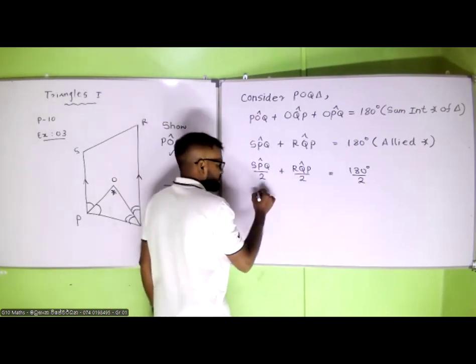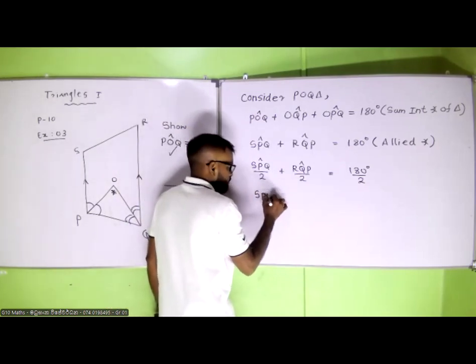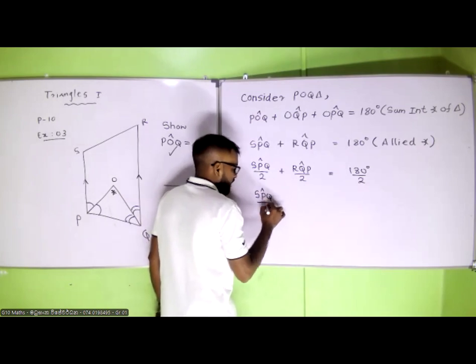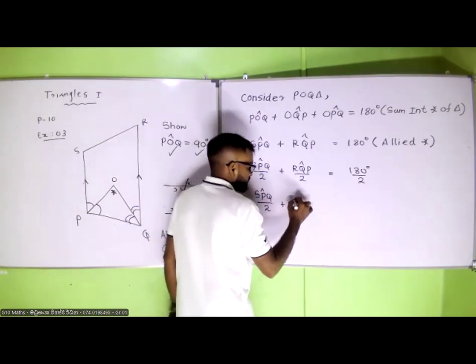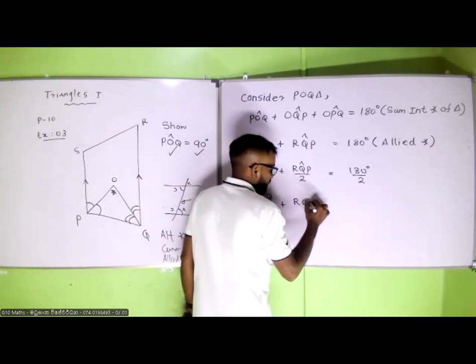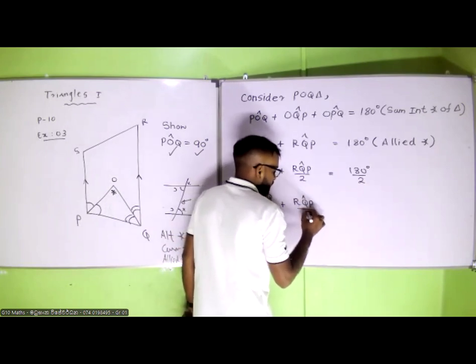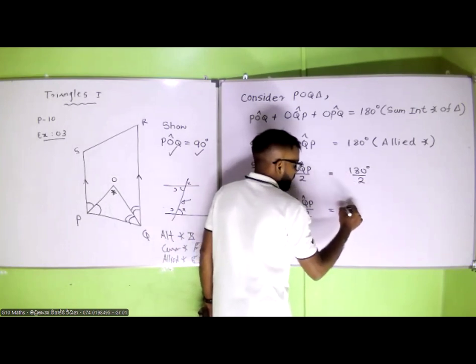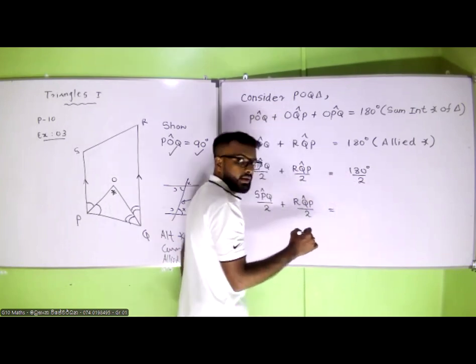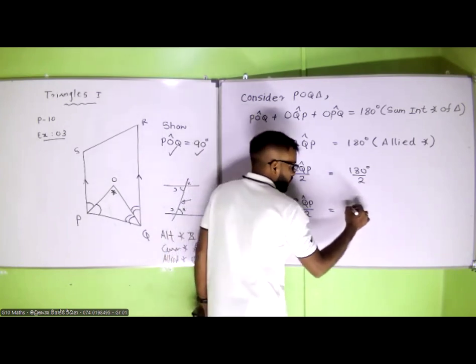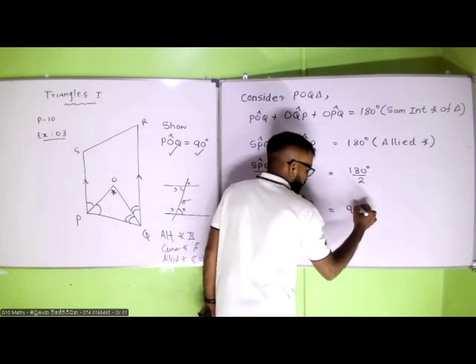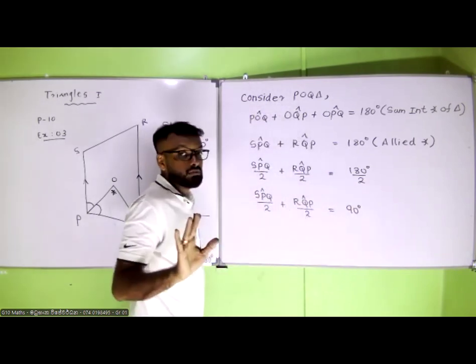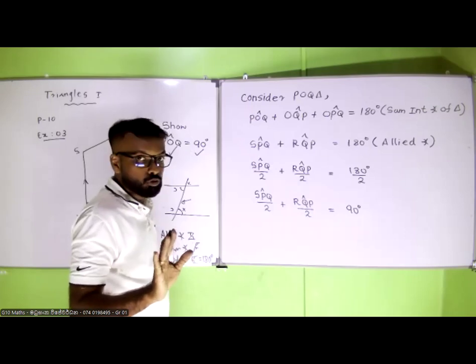So now I can see SPQ divided by 2 plus RQP divided by 2 equals 180 divided by 2. 180 divided by 2 is 90. Okay. Now still we have a lot more to go.